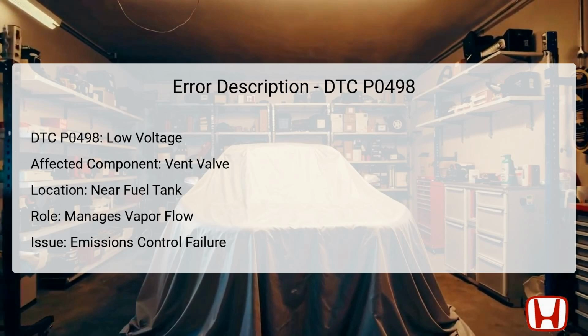This circuit is crucial since the vent shut valve controls the entry and exit of fuel vapors in the evaporative emissions control system. Its primary role is to prevent these vapors from escaping into the environment, contributing to air pollution and failing to meet emissions standards.